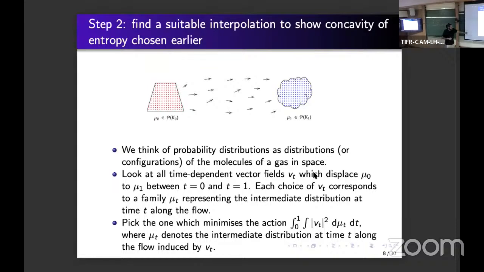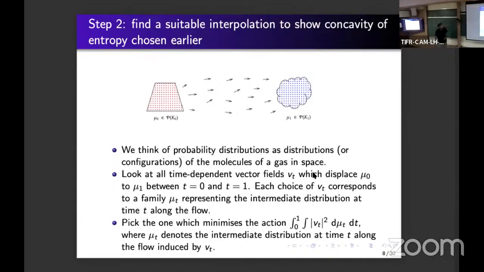And now I want to pick, like in physics where you minimize action, that displacement, that choice of time-dependent vector field, which minimizes the average kinetic energy. So this is the one that I pick. And mu t is the intermediate distribution at time t along this flow, which we discussed earlier.